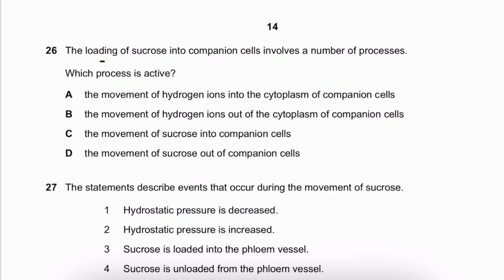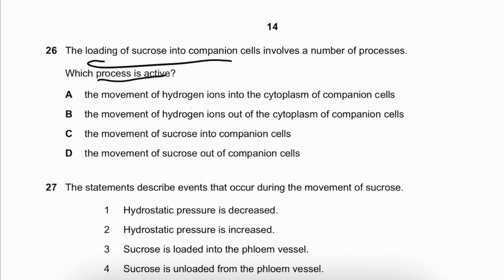Okay, so he's saying here that the loading of sucrose into companion cells involves a number of processes. Yes, so the movement of hydrogen ions into the cytoplasm of companion cells. Actually, they move out of the cytoplasm of companion cells and then back in. But the process that's active is going to be moving out, because they're pumped out and then they move back in by facilitated diffusion, which is obviously passive.